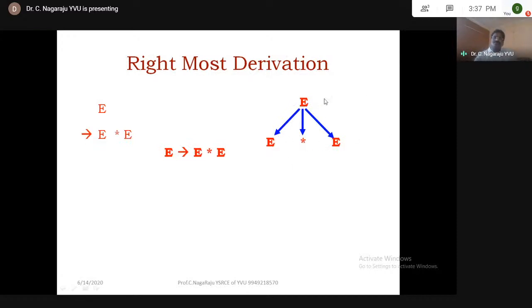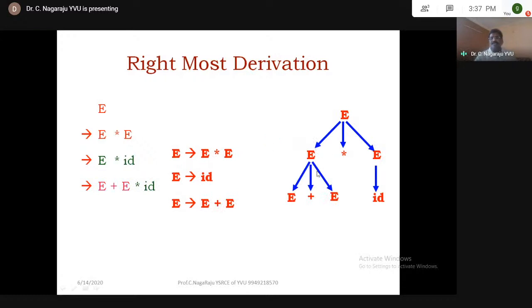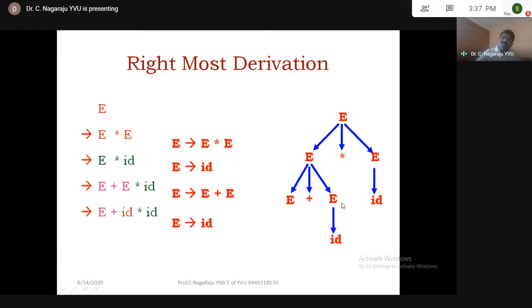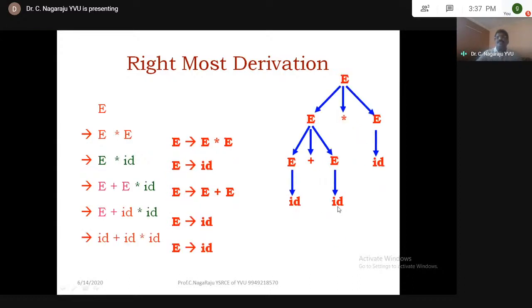In the leftmost derivation we have to replace the leftmost non-terminal with its production, but in the rightmost derivation we are replacing the rightmost non-terminal. Suppose the first one is ID, and E is replaced with E plus E. Now between these two, which one do you have to replace, either this E or this E? You have to replace this E because this is the right one, and the next one is ID.